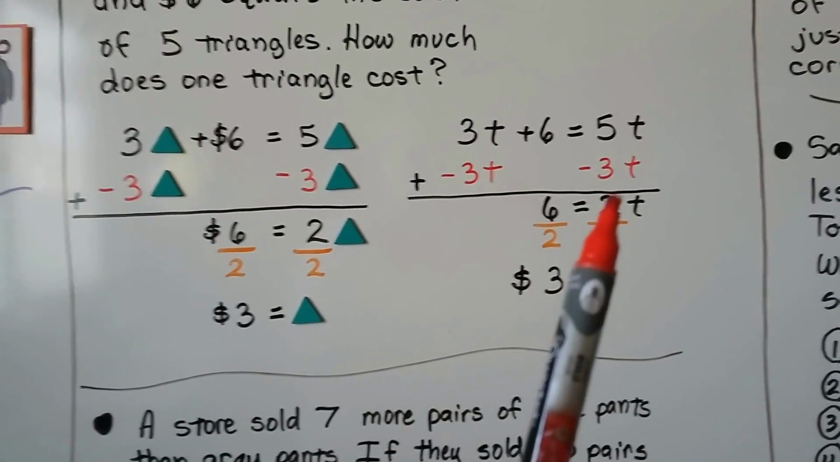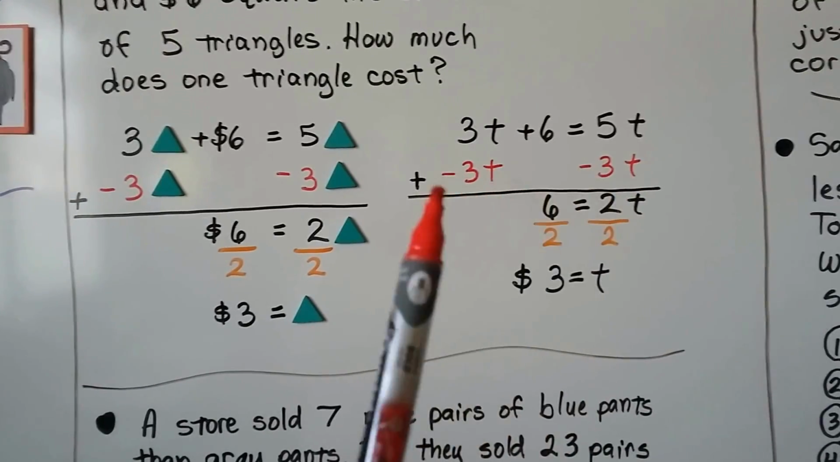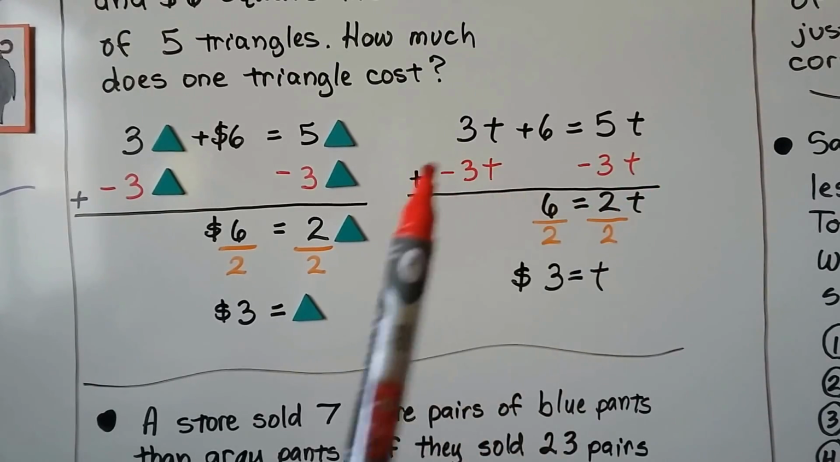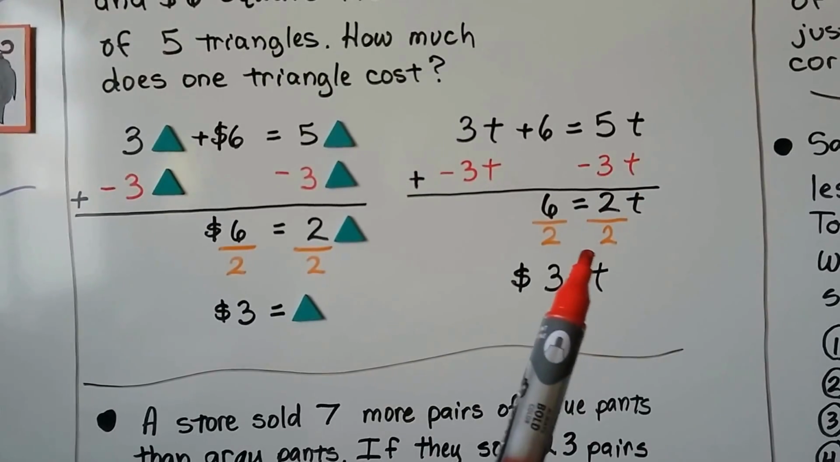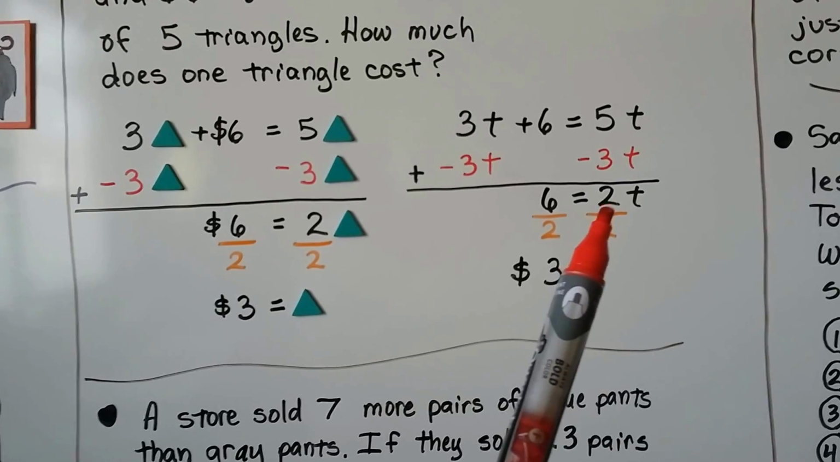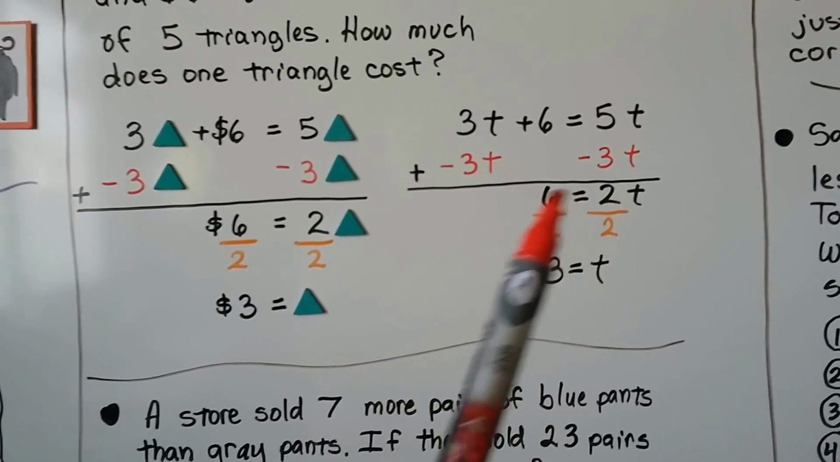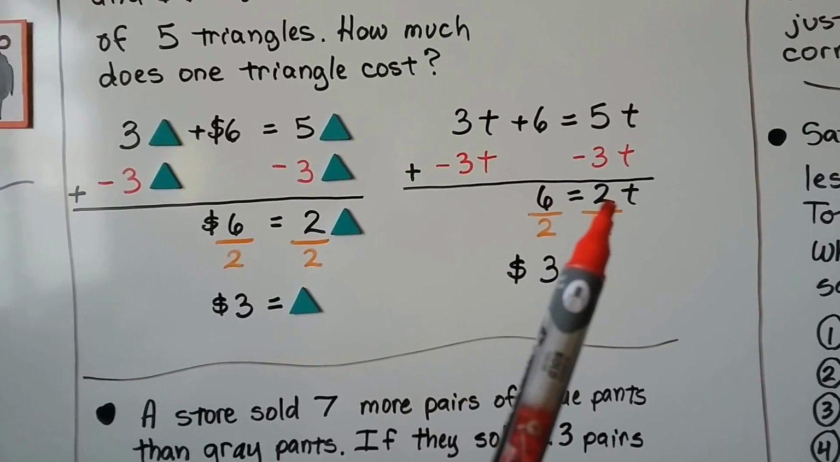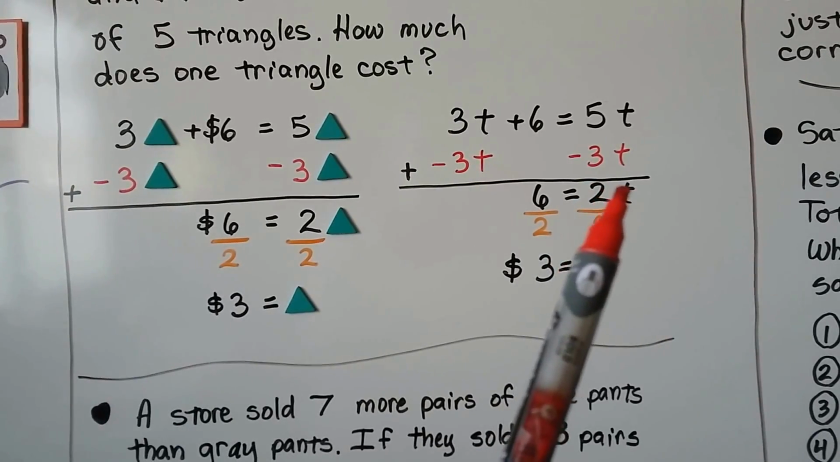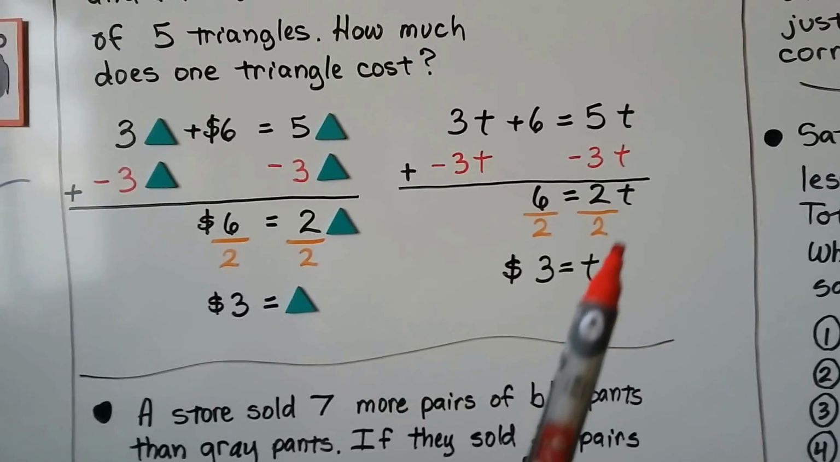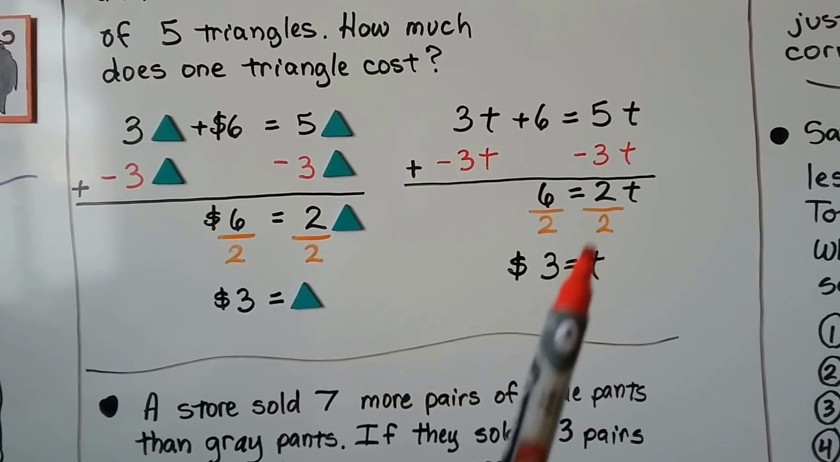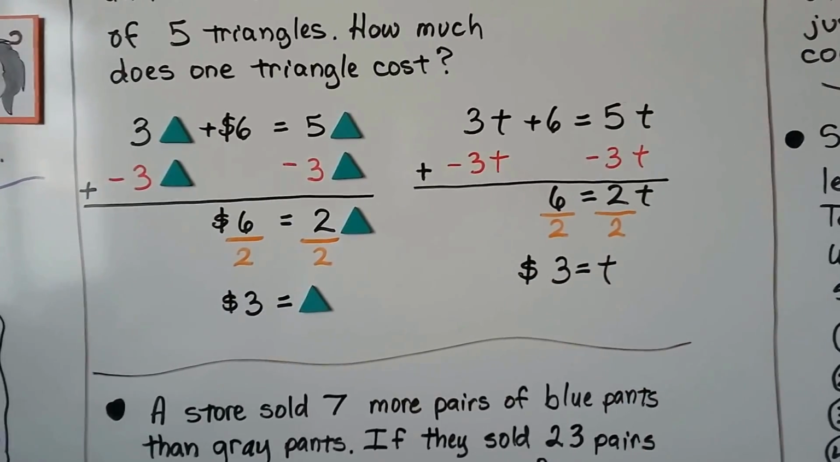Same thing happens. We subtract the 3 from each side, or you could say we're adding a negative 3 to each side, and we end up with a 2t on this side, a 6 on this side. That created the 0 pair. We divide both sides by this coefficient 2. It's always divided by the one that's next to the variable because the whole idea is getting that variable alone. We end up with $3 equals t. All right?